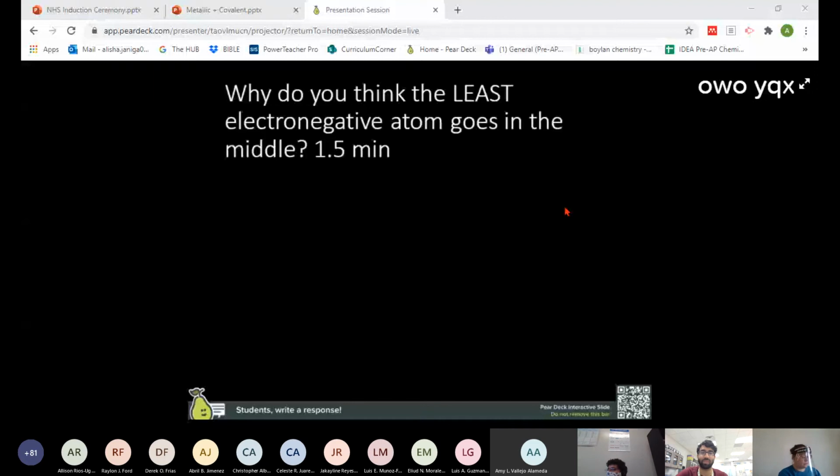So remember, electronegativity is an affinity for electrons. They attract the electrons. So if you are the least electronegative, you do not attract electrons very well.